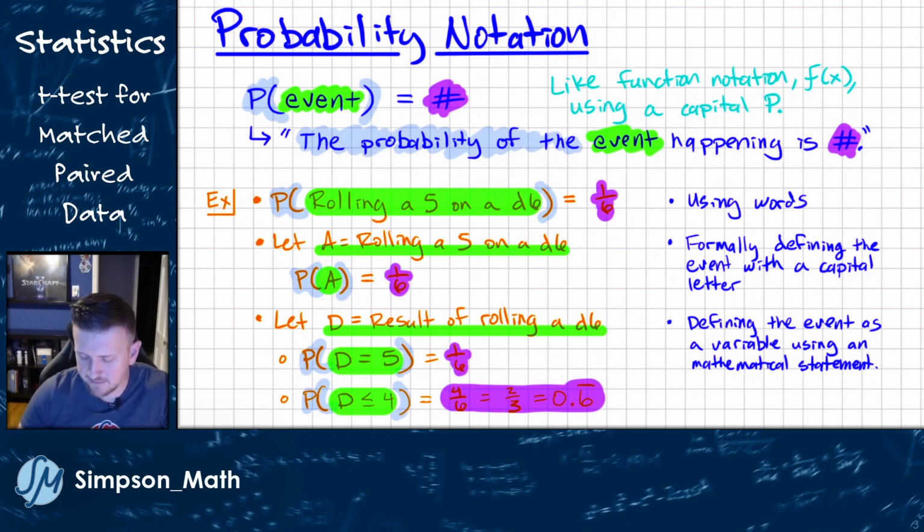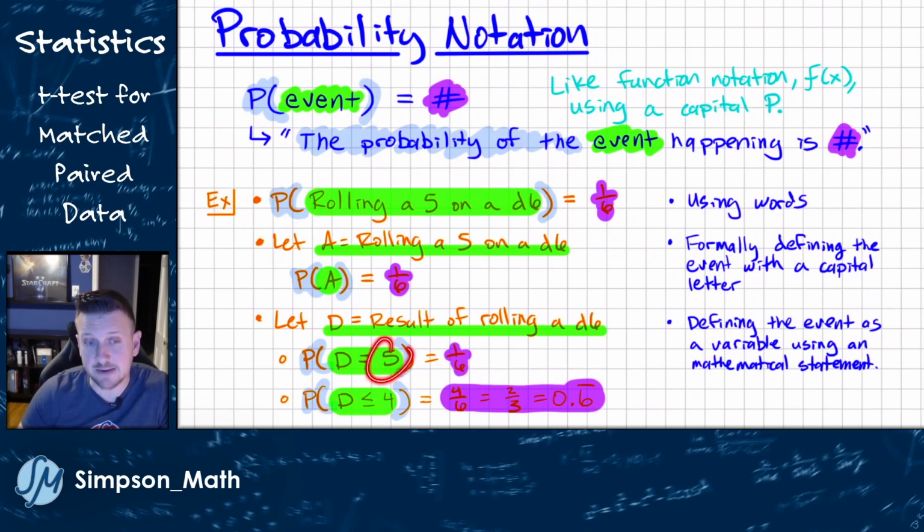We also could define the event as more of a mathematical statement. So here I'm saying let D, and I picked D for dice, just be the result of rolling a d6. So I'm not saying what is the specific outcome. That's just the trial that's happening. That's what we're doing. We're rolling a d6, rolling a 6-sided die. But here I could have the event where D is 5. So my result of rolling a d6, and say D is 5. Or D is less than or equal to 4.